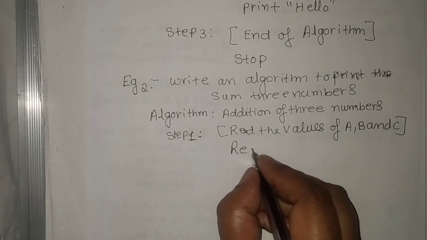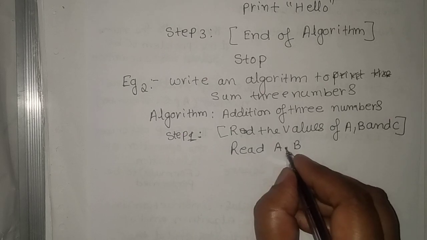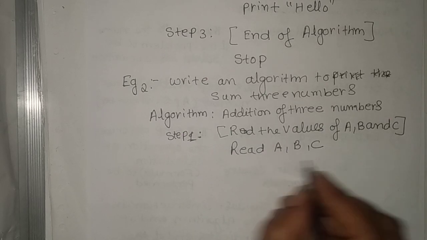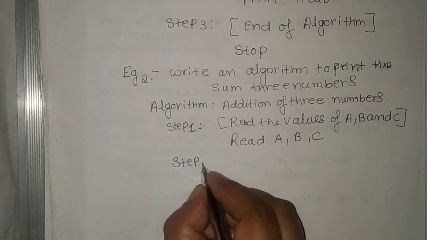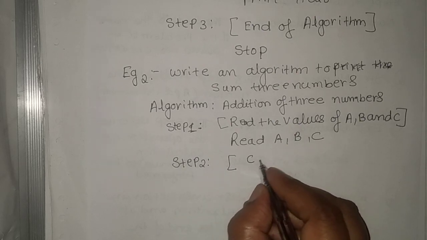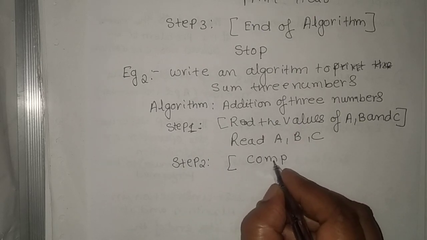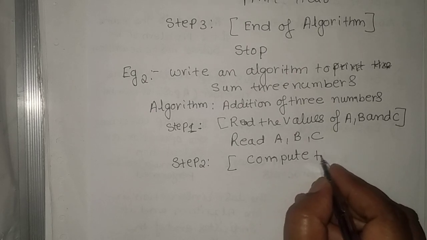So next is the read statement. Read A, B and C. Next is step 2. Compute. Compute means to perform the operation given. Compute the sum.